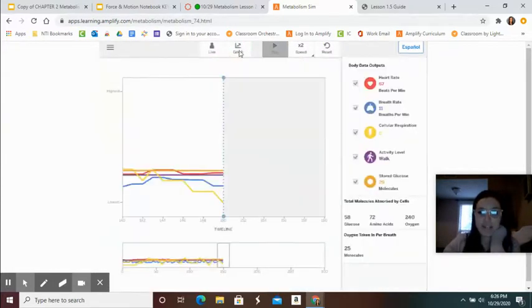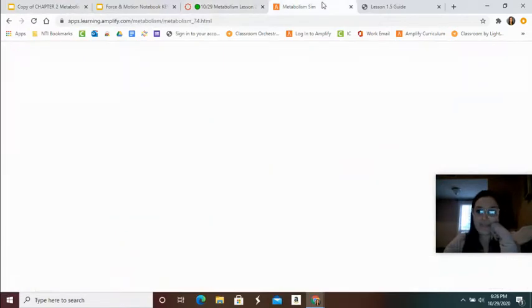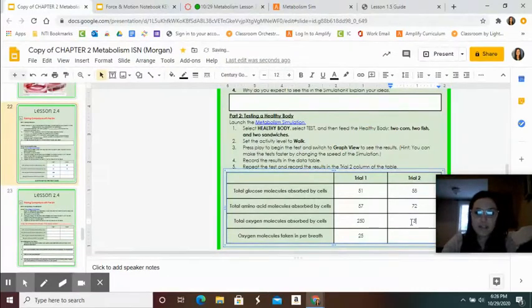So this is my second trial, and I'm going to use these numbers. So 58 glucose, and then I had 72 amino acids, and then I had 240 oxygen, and then I had 25 oxygen taken in each breath again. And so looking at these 2 numbers, I can see I have very similar numbers. My amino acids were a little higher the second time, but everything's about the same. So that can tell me that I have accurate data since both trials produced very similar numbers.